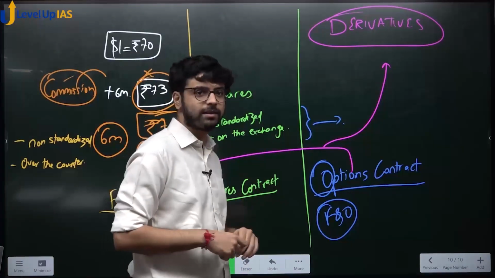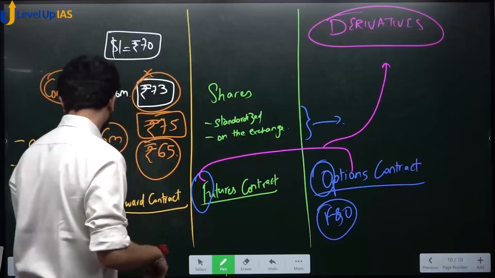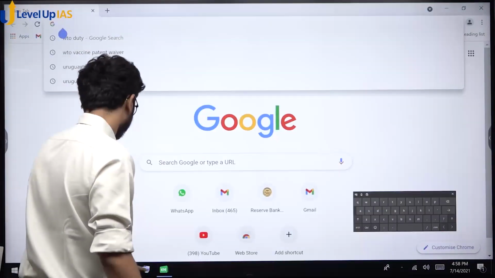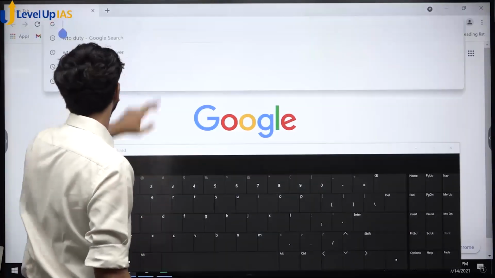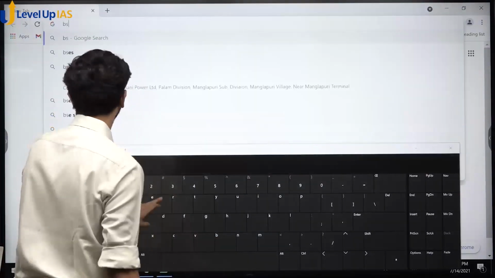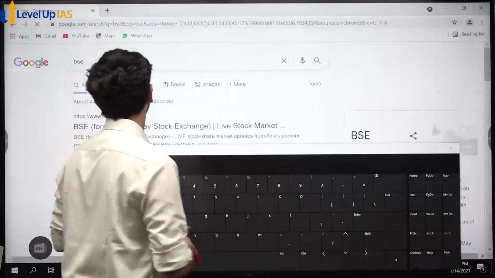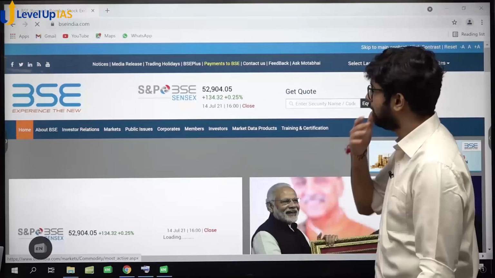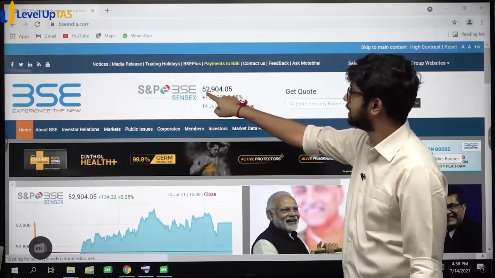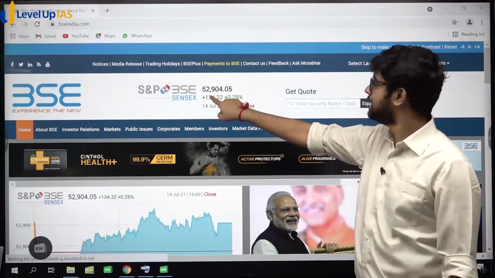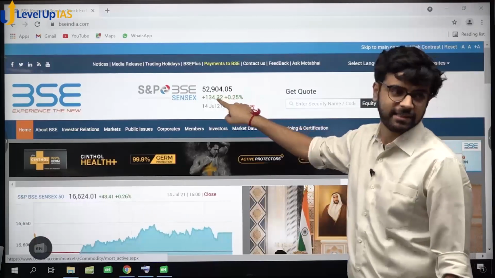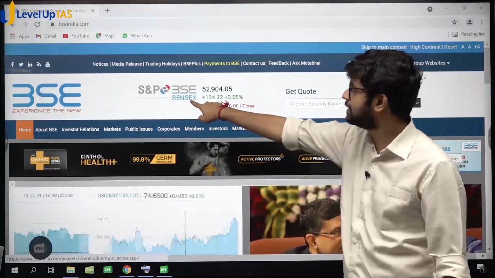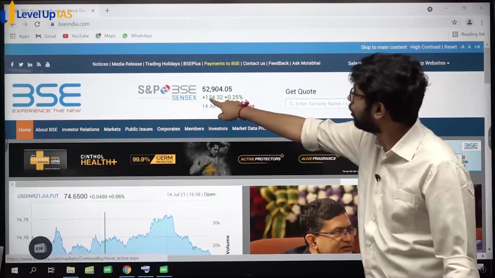Understood this much? Okay. Let us go to a website. Which one will we go to? NSE, BSE. Let us see what we understand. See this. What is this? This is the index. This is Sensex, BSE's Sensex. See this. What does this indicate?